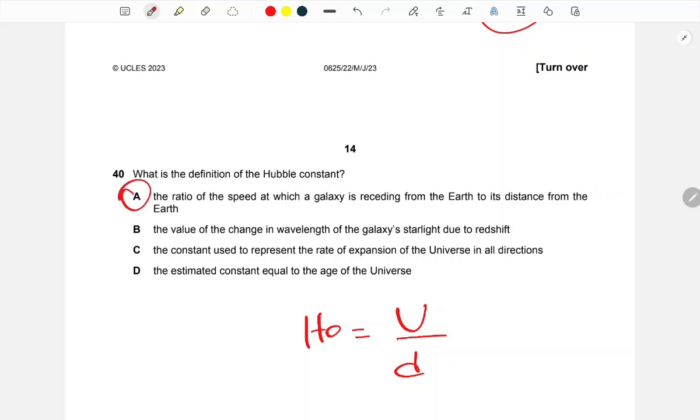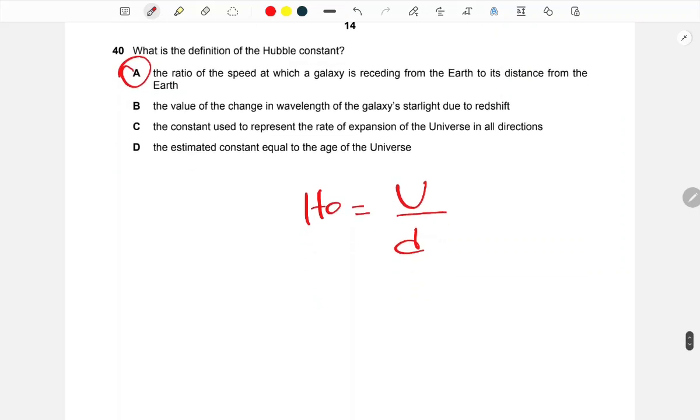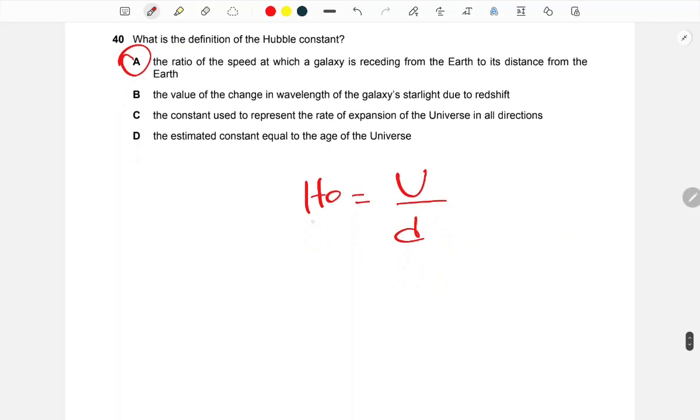This is going to be it. So number 40 is going to be A. So the Hubble constant is the ratio of the speed of a galaxy moving far away from the Earth and the distance of that galaxy.